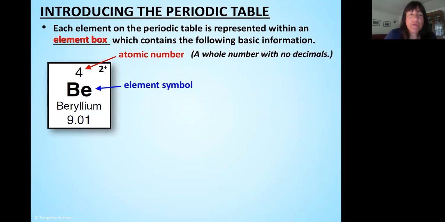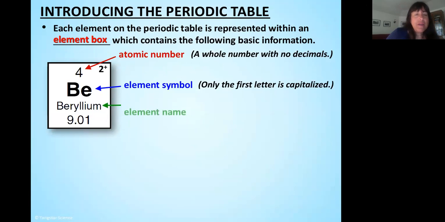It's always a whole number. You'll see an element symbol, always, always, always, capital first letter, second letter always lowercase. If you were to hand in a paper that said big B, big E, and your answer was beryllium, that would be wrong. It needs to be a lowercase. Here we have the element name. And the element names are kind of funky. It's almost like a new language.